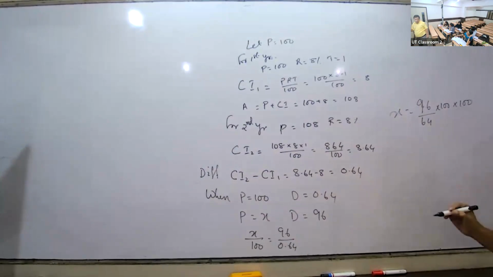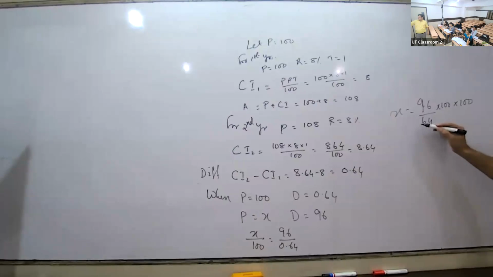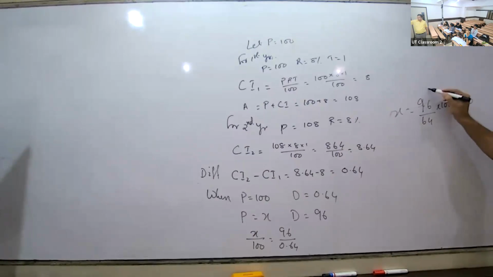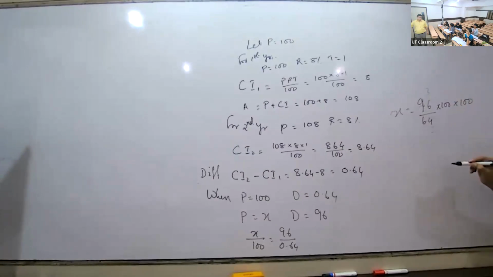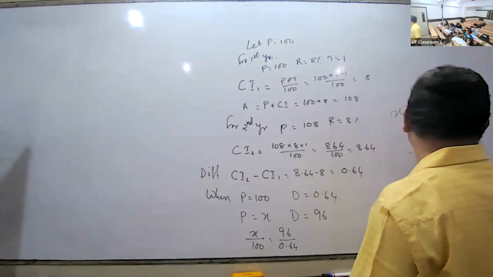Have you followed what is done? Decimal removed, 100 came by cross multiplication. So 32, 3, 32, 2. 59,000.